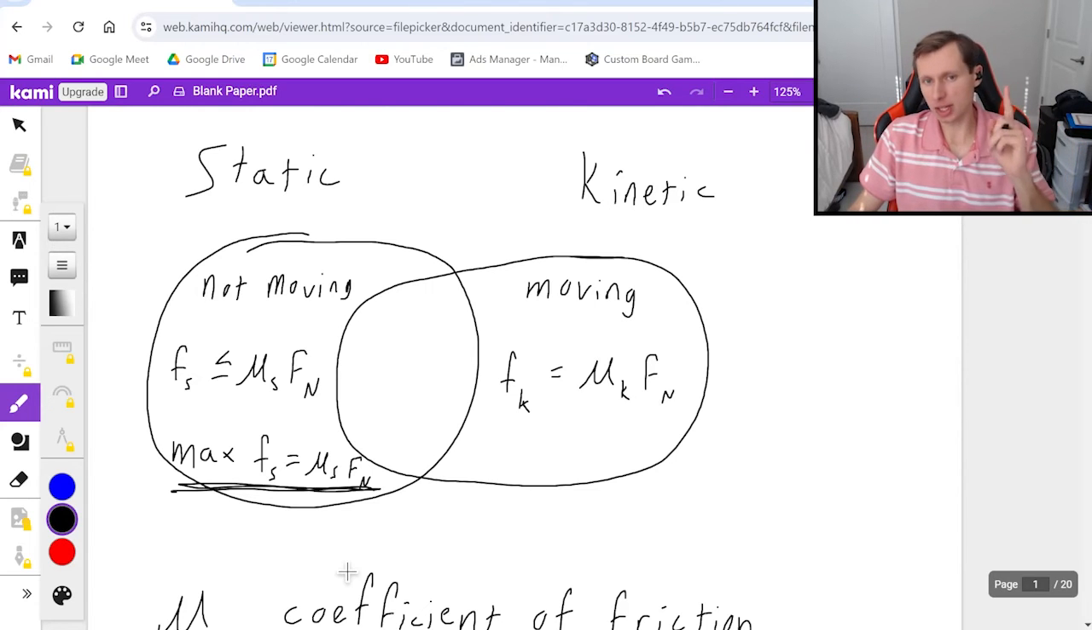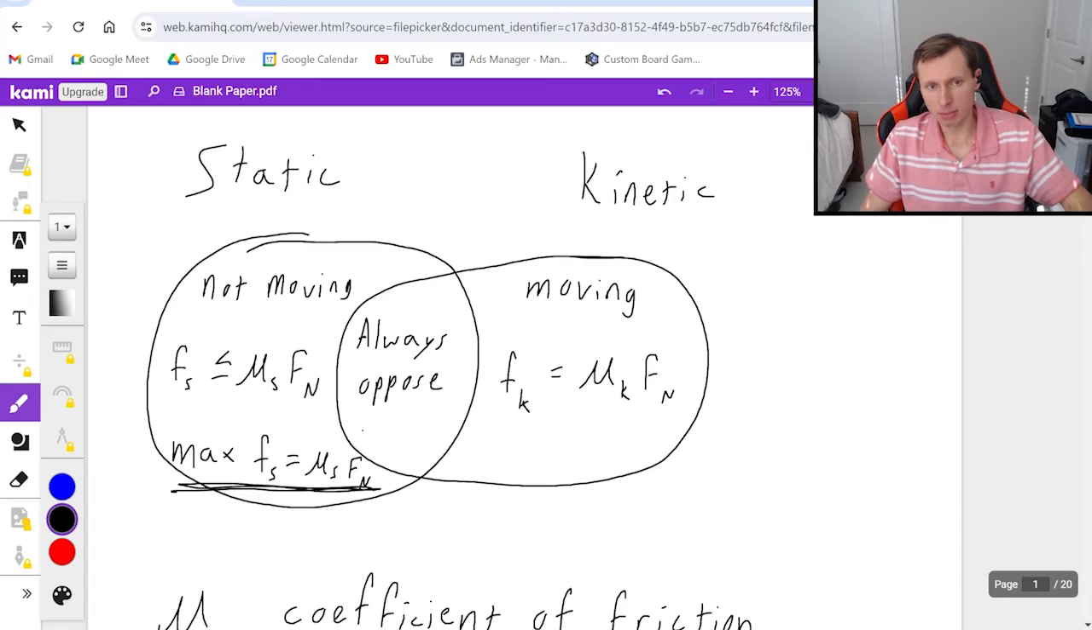But there is one thing they both have in common. Both static and kinetic friction always oppose motion. Meaning if you want to push an object to the right, friction's always going to point to the left. It always opposes motion. So that's it for the Venn diagram.